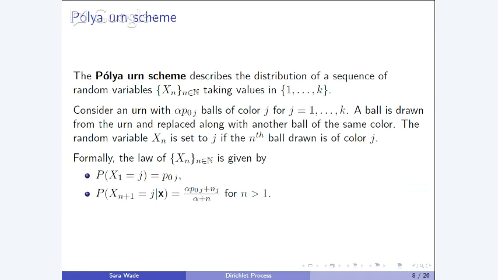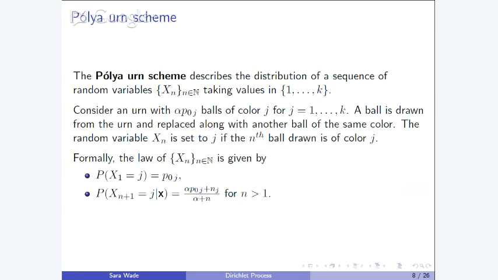Okay, so suppose k is just equal to 2. We only have 2 colors of balls. Let's say we start off with 2 black balls and 3 white balls. So in this case, alpha is equal to 5. For P0, we can consider 1 to be black and 2 to be white. So P0 of 1 is just 2 over 5, and P0 of 2 is just 3 over 5. So what we do is we sample a ball from the urn. Say our first draw is black. We put the black ball back in along with another ball of the same color, and we set our first draw equal to black.